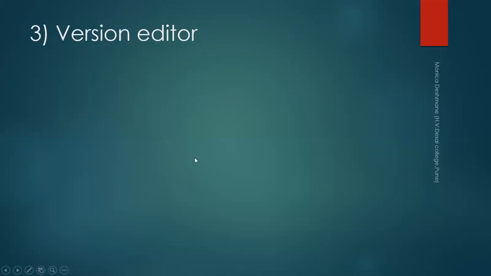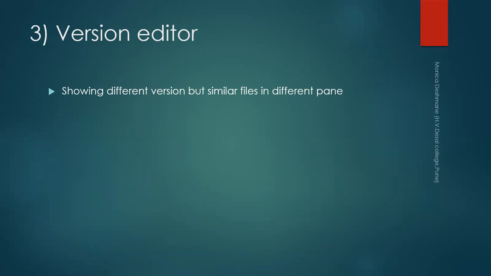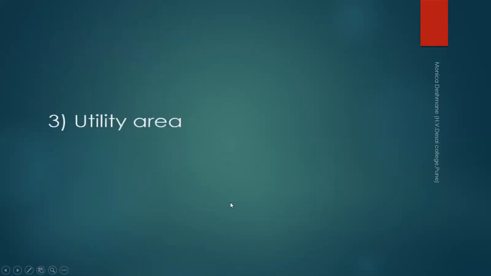Third is the version editor. Again it shows different panels, but according to versions: for the same file, it shows another file with a different version, and the content is the same, in different panels.